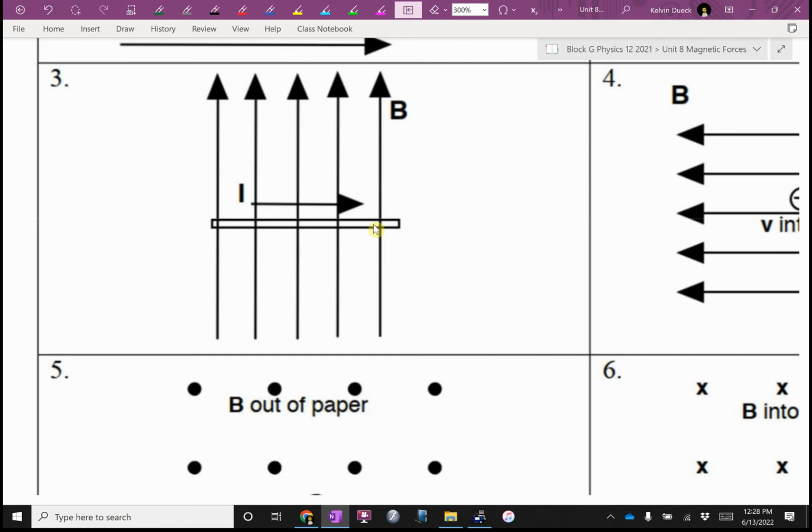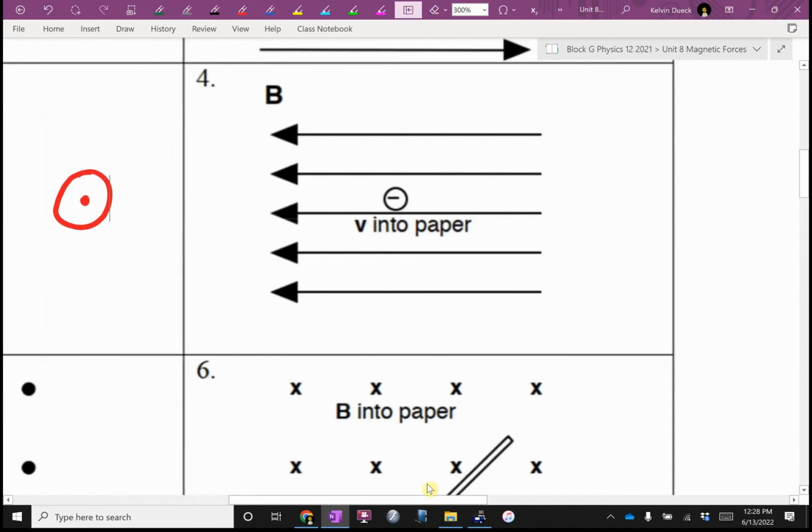Magnetic field is which way? So magnetic field, which way is the force? And so you could say out of the page, or if you're particularly lazy, you can draw a circle with a dot. That's the point of an arrow coming out of the page right between your eyes.